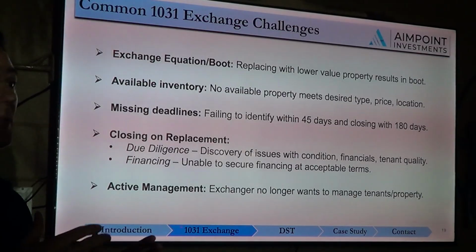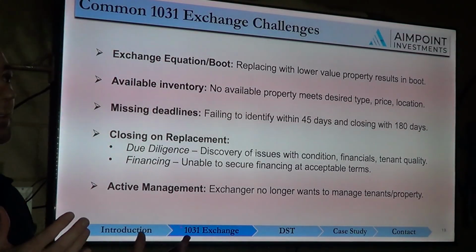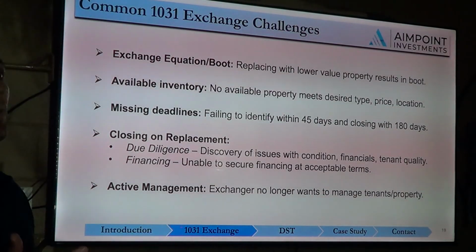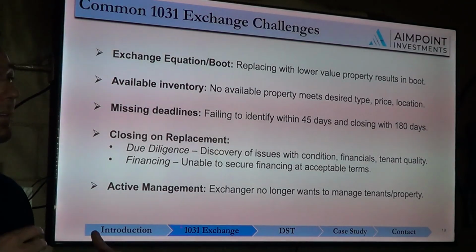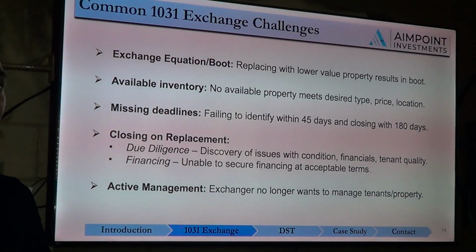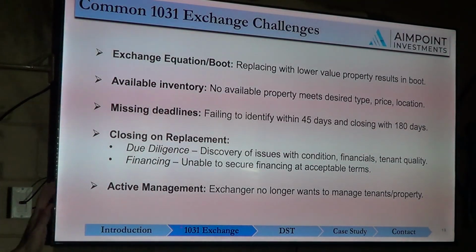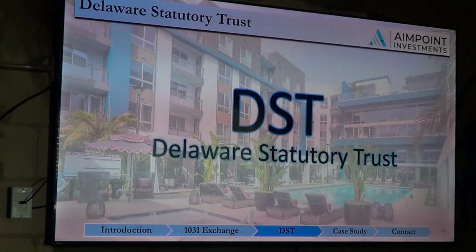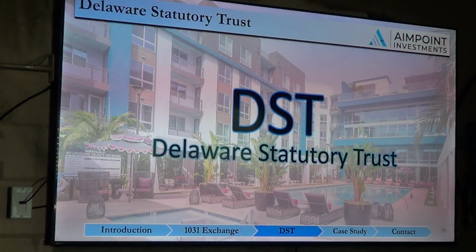Often people who are selling a property are thinking, I'm selling this because I don't want to manage tenants anymore. And if I do an exchange, I get the great benefit of tax deferral, but then I have to manage tenants again. And they're over it at that point. So we'll talk about some solutions to all of these, but that's the end of the 1031 exchange content.